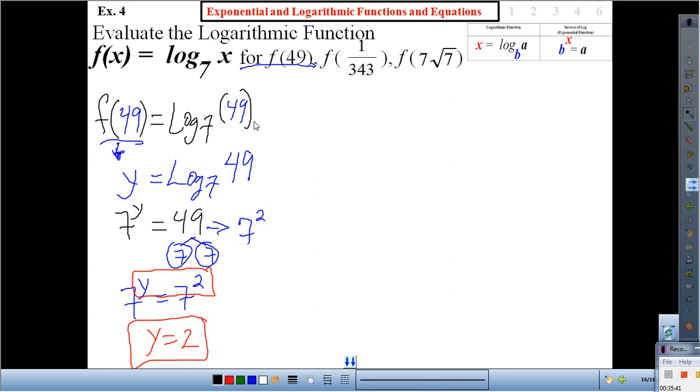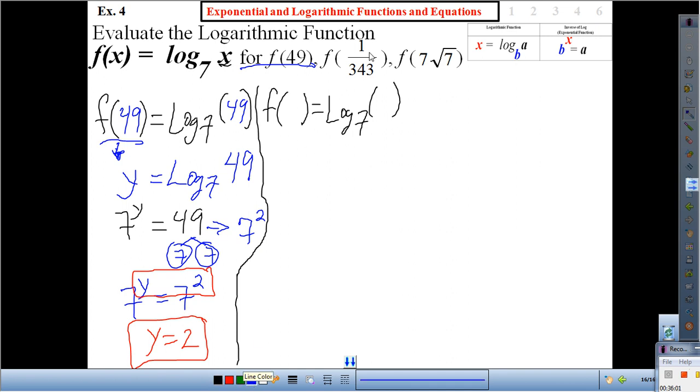Pretty simple. Yeah, copy that. Pause it if you want, and I'm going to get started with the next one. What is the next one? f of x equals log base 7 of x, right? So basically the parentheses I just leave x for x.